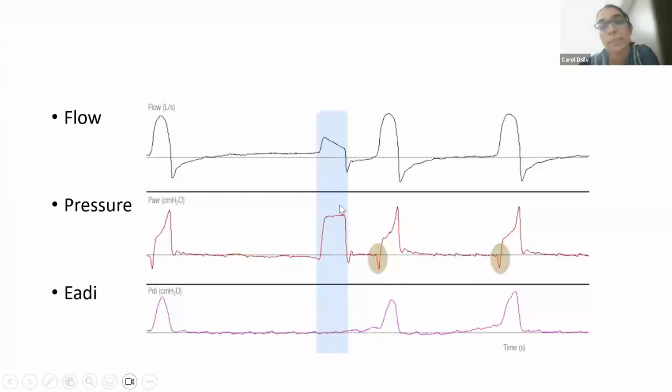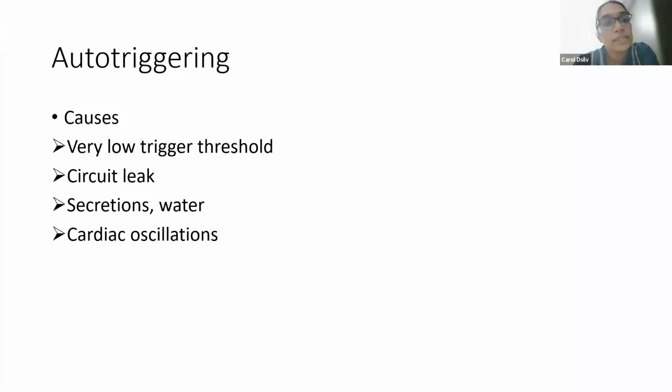So what is happening is basically auto-triggering. The ventilator is triggering by itself. This is commonly seen if you've set a low trigger threshold, or if there's a circuit leak. If there's a leak, the ventilator will think that the leak is the patient trying to trigger. It is also seen with secretions, water, or even cardiac oscillations.